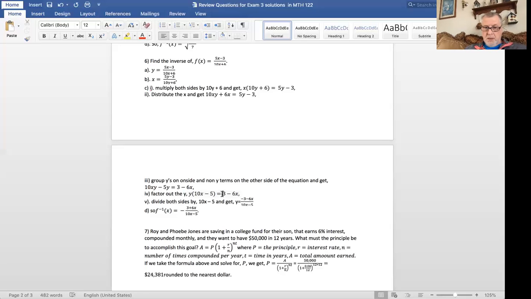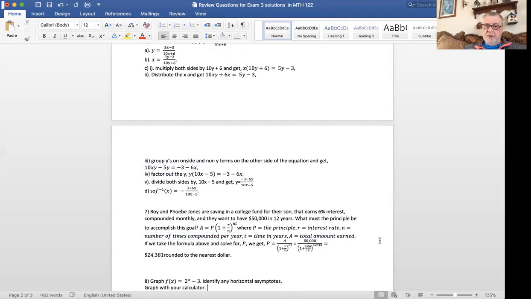This should be minus there. Then we factor out the y and divide by 10x minus 5. You get minus (3 minus 6x) divided by 10x minus 5. So f inverse of x is equal to a negative, because I factored the negative out of the numerator, just put it in front, 3 plus 6x over 10x minus 5.